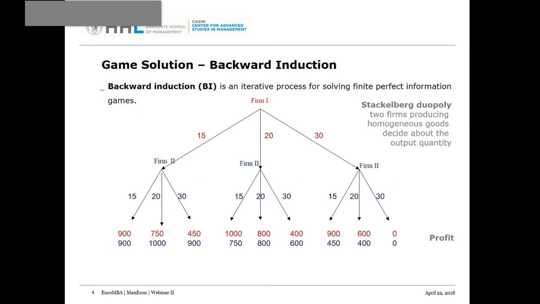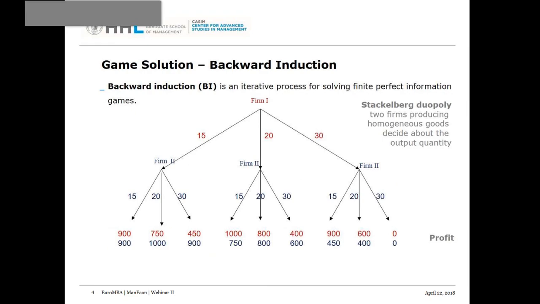duopoly. Imagine a market situation where you have 2 firms. Each of the firms has to decide how much to produce. So they decide about the output. They can go for either 15, 20, or 30 units of output. And this is done sequentially. So firm 1 moves first, and firm 2 follows. What you see in the last line are the profits. The red letters are the profits of firm 1, and the blue numbers are the profits of firm 2.